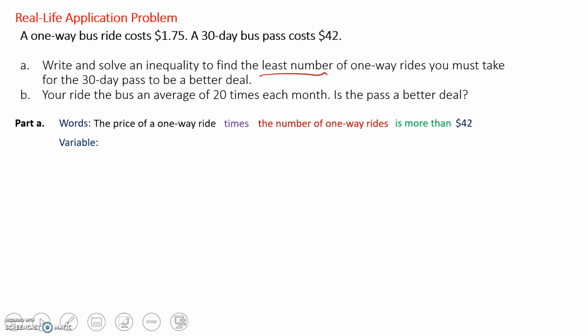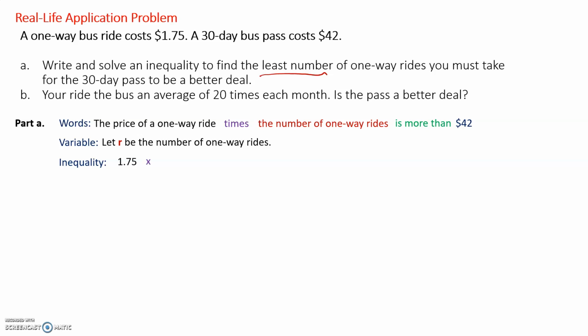My variable is going to be the number of one-way rides, because everything else is given to me. The price is given to me, and the cost of the 30-day pass is given to me. So R is going to be my variable. Now I'm going to take my words and put them into an inequality: the price of a one-way ride, 1.75, times the number of one-way rides, which is my variable, the unknown, is greater than $42.